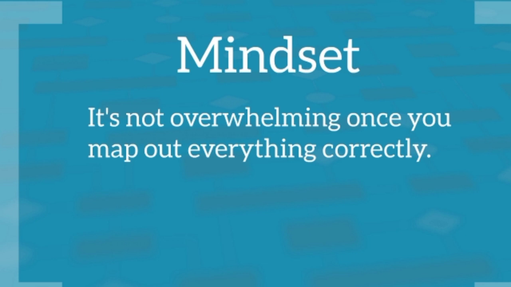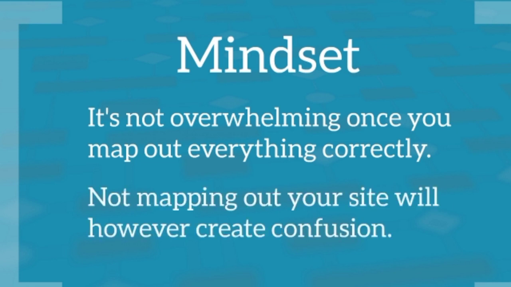Meaning that you have mapped out what is your site going to look like? What are the customers going to see? What kind of levels do they have access to? Everything like that. How are you going to deliver your content? How are you going to drip feed it?